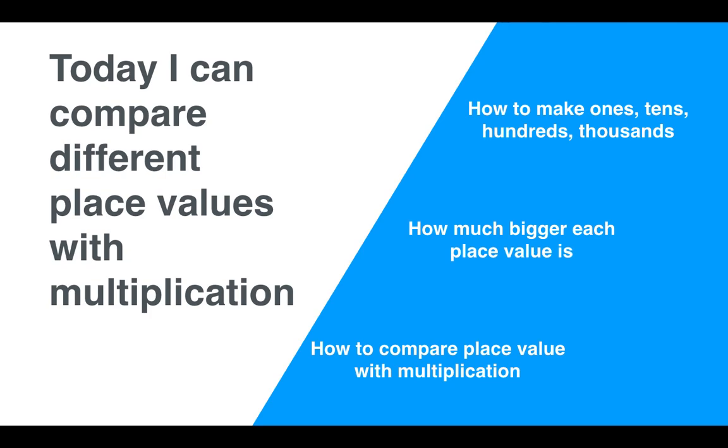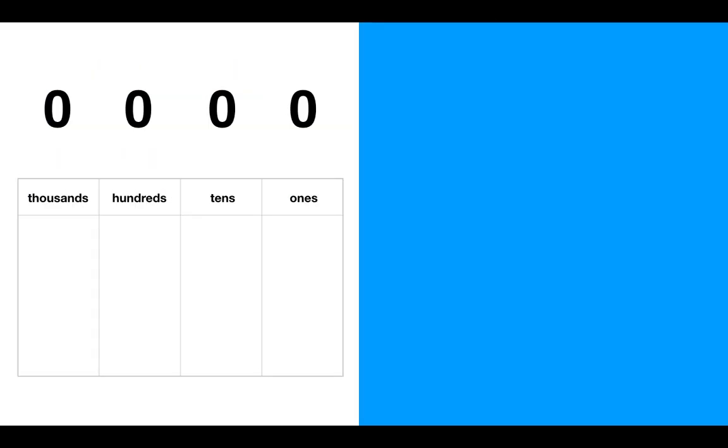Today, you will be able to compare different place values with multiplication. To start with, we're going to begin by just counting some blocks, like this one on the screen. How many blocks do you see? There is one block, which we can show with the number 1 or by putting 1 on the place value chart.